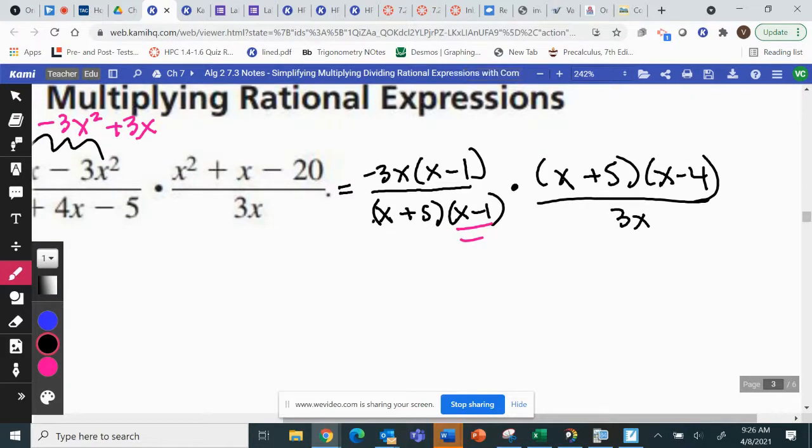Now what I'm going to do is find domain restrictions. X does not equal negative 5. X does not equal positive 1. And X does not equal, what's the last one? 0. We've got 3 domain restrictions.